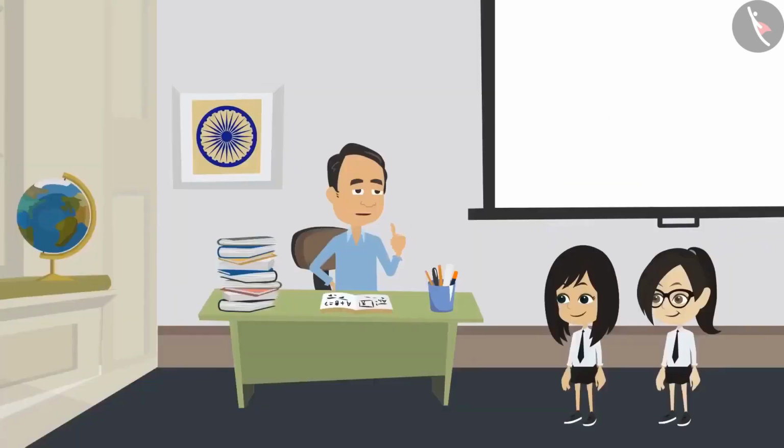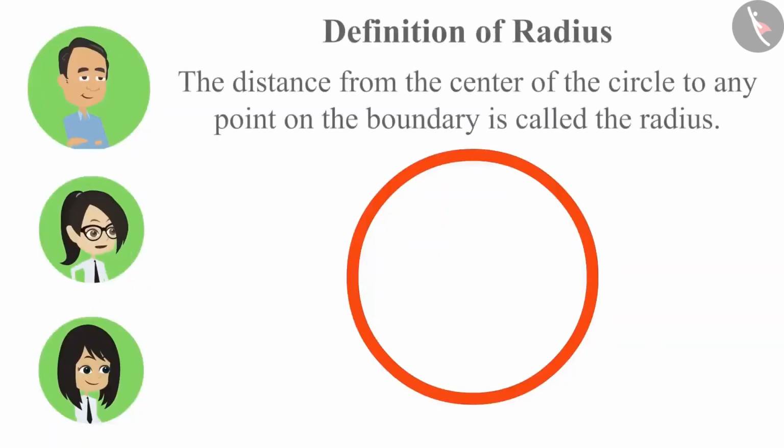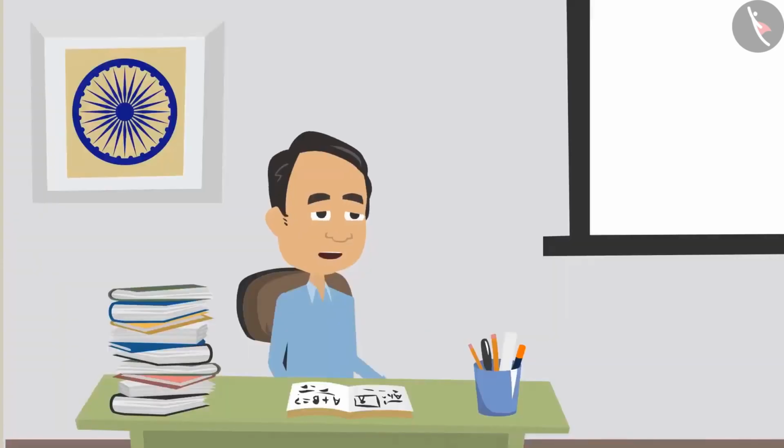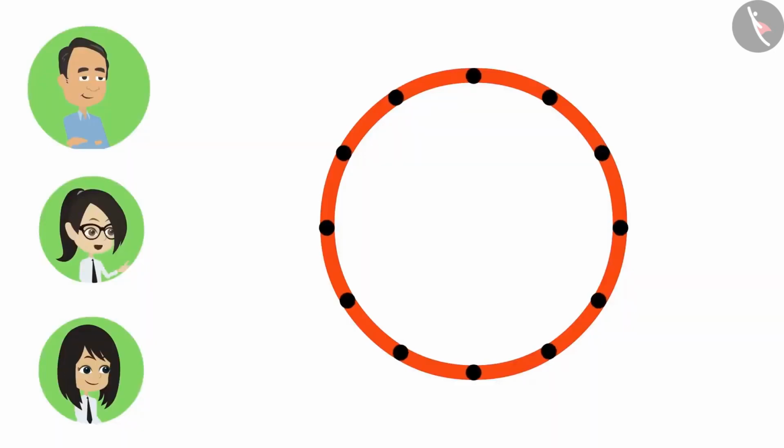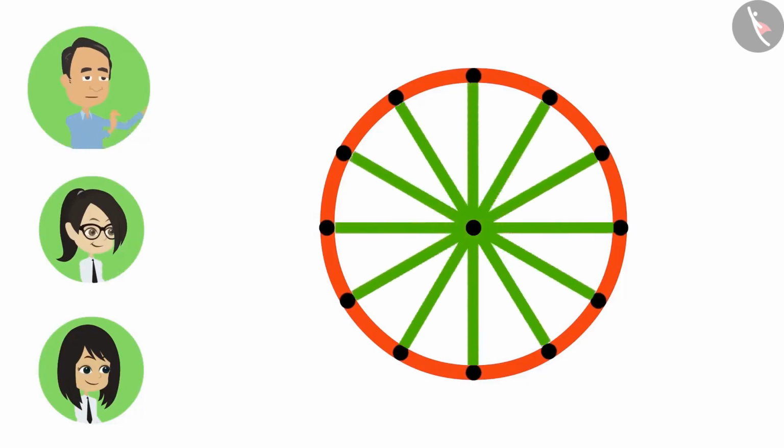No, you got it wrong. Tell me, what is the radius? Sir, radius is the distance from the center to any point on the boundary of the circle. Absolutely correct. And how many points can there be on a circle? There can be many. Absolutely right. And lines can be drawn from the center to all those points. Now tell me, what will all these lines be called? Sir, we will call it a radius only.